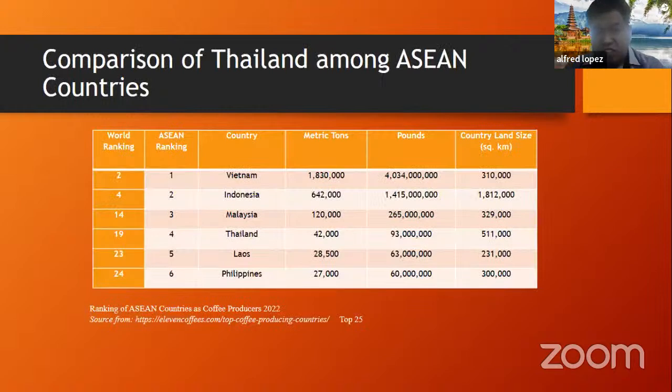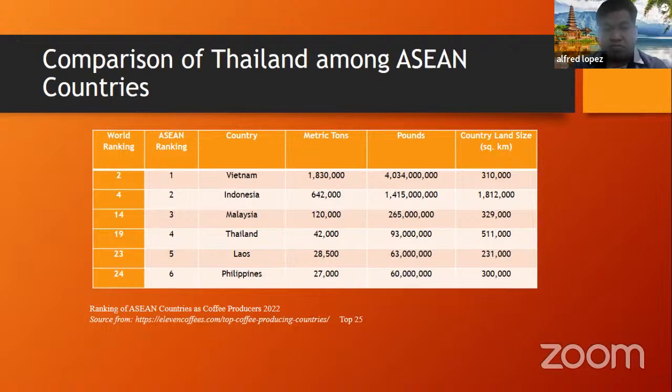So this is the comparison of Thailand among ASEAN countries. In the world ranking, Thailand ranks 19th, and in the ASEAN ranking, Thailand ranks 4th. Vietnam is 1st, Indonesia is 2nd, Malaysia is 3rd, Thailand is 4th, and Laos and the Philippines rank 5th and 6th respectively.